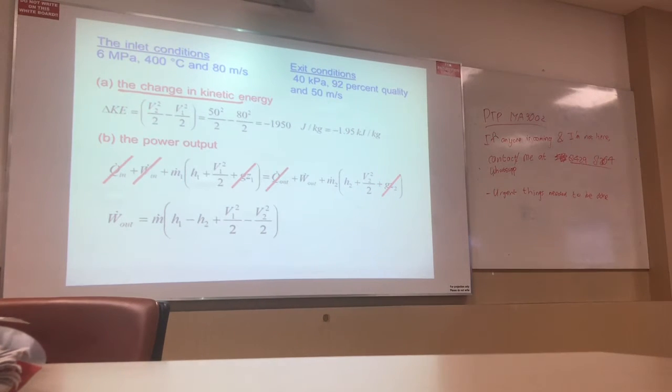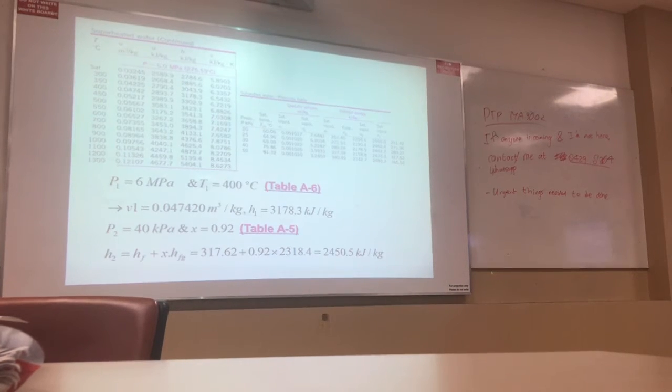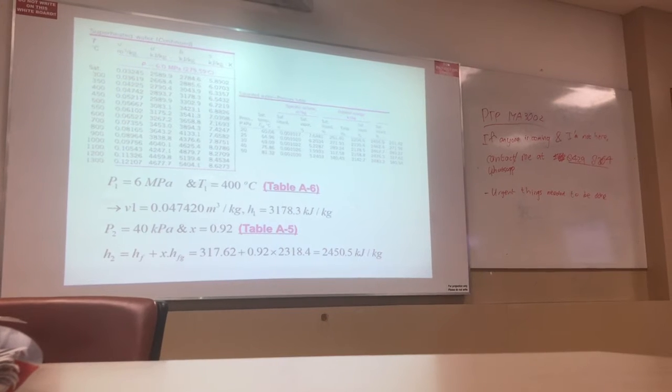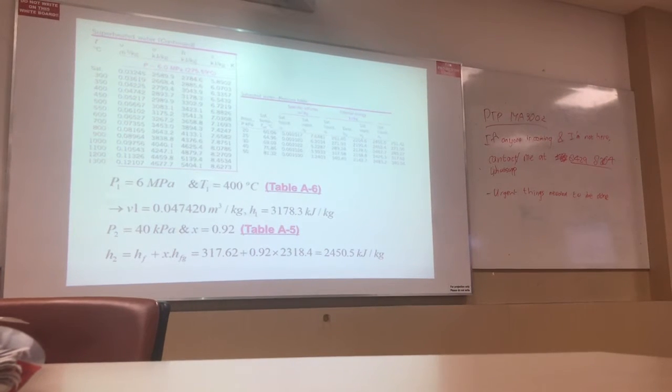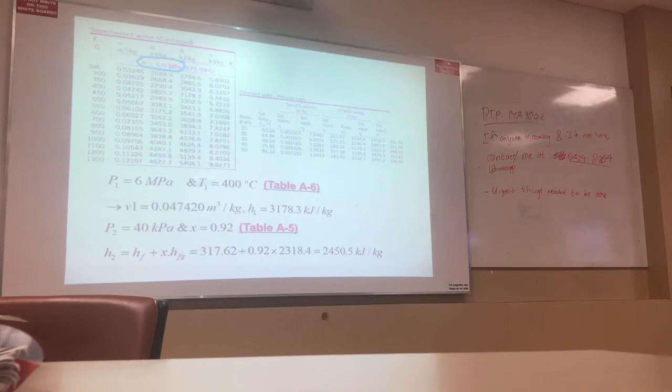Can I go to the next slide? Now you can see the table. Six megapascal means 600 kilopascal, and the temperature is 500. Am I right? Temperature is 500 or 400? 400. So this is the specific volume v1, and this indicates h1, 3178. So I can write v1 and h1.